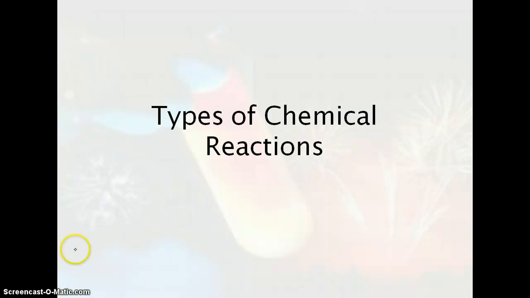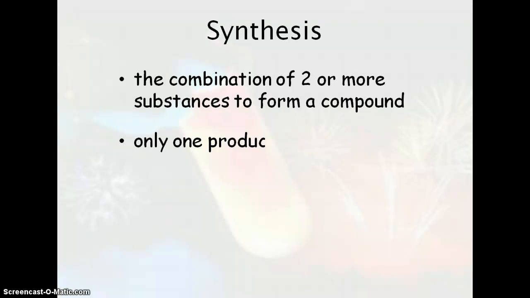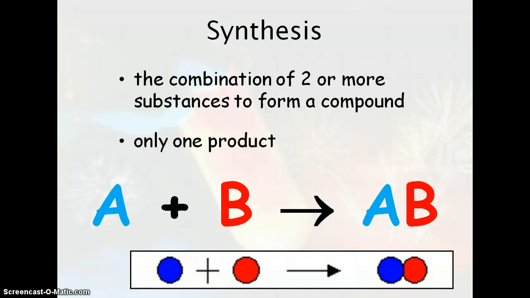Podcast, we're going to talk about types of chemical reactions. I'm going to start talking about different types of chemical equations. The first type is synthesis. Synthesis is going to be the combination of two or more substances to form a compound. Basically, the big hint here is that there's only going to be one product. There's only going to be one thing on the right side.